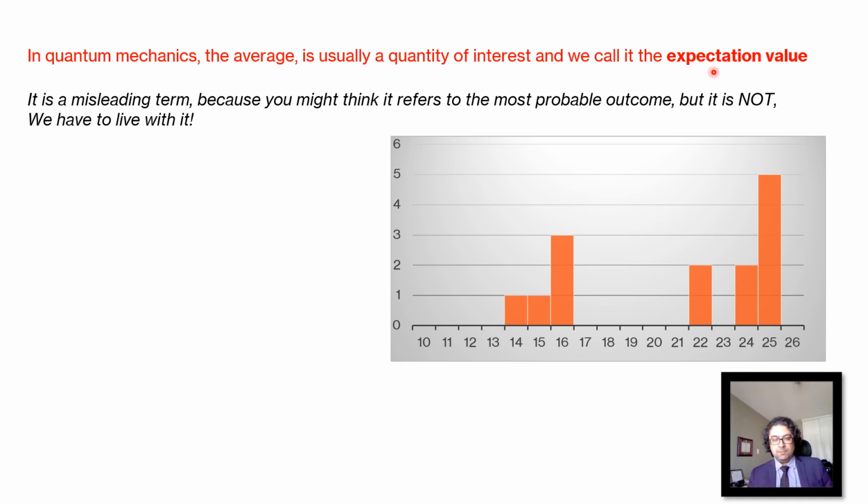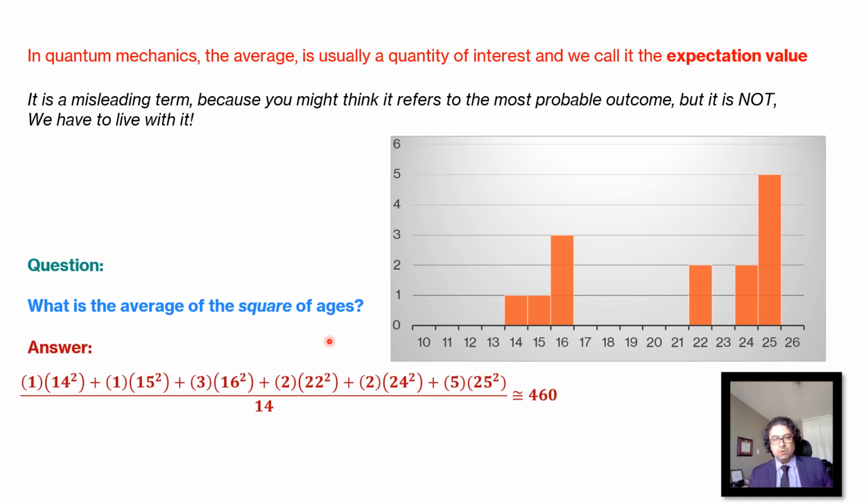This was there from the beginning of literature in quantum physics, and it's just a misleading term. But you shouldn't confuse this with the most probable value. The expectation value is the average, whereas here the most probable value was 25. Okay. Another question, what is the average of the square of the ages? Well, according to our definition, all we have to do is multiply the number of individuals by the square of the ages and then sum them all up.